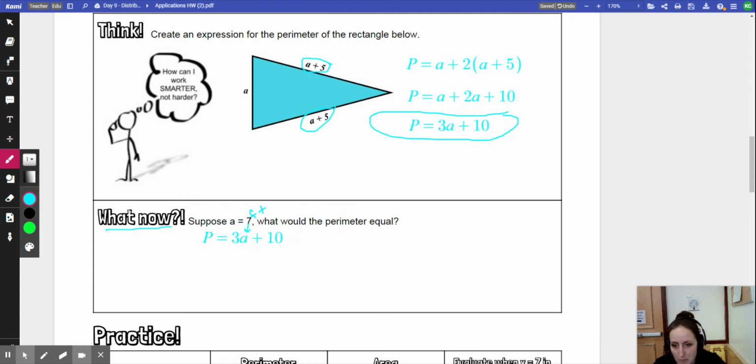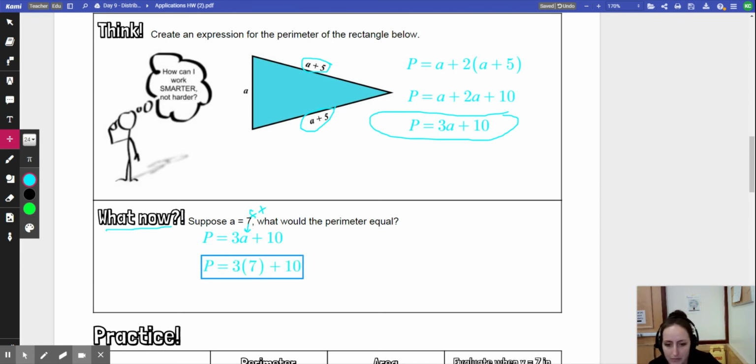So 7 is going to take the place of the A, which means we then have the perimeter equals 3 times 7 plus 10. Simplify that further, you end up with the perimeter equaling 21 plus 10. And the final simplification would be 31. Now, what do you think the units would be on this particular perimeter? Well, I told you that 7 is 7 feet. We know that the perimeter is just the length, so it's only one version of that length, which means it would be 31 feet.